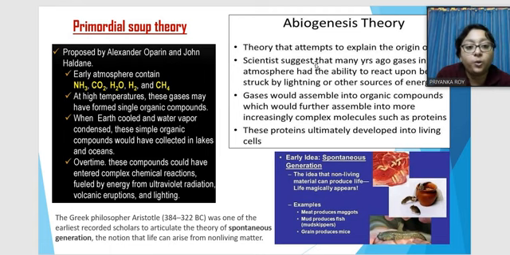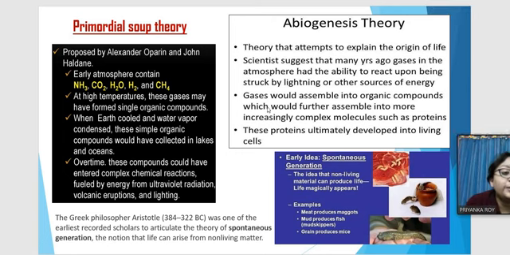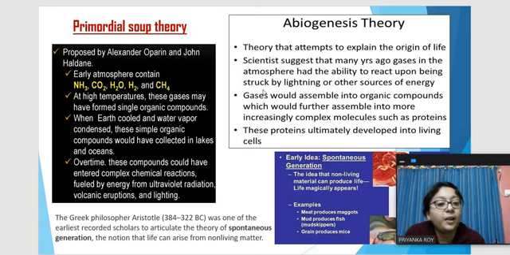So there was another theory called the abiogenesis theory, which suggested that the origin of life was based on certain abiogenic or non-living factors. So gases would assemble into organic compounds, which would further assemble into complex molecules such as proteins. This theory explains that there is spontaneous generation. The theory of spontaneous generation was given by Aristotle first, which means that life can arise from non-living matter.